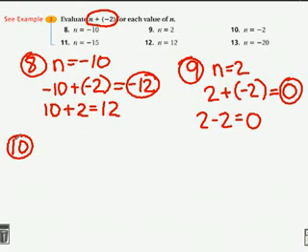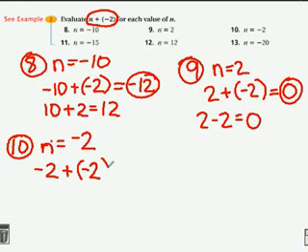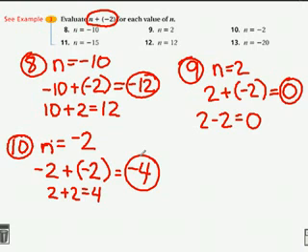All right, number 10. We have a negative 2 now. So n equals negative 2. Okay? So it's negative 2 using the same expression plus negative 2. Same sign. So I add 2 plus 2, which equals 4. And that equals a negative 4 because they were negatives.